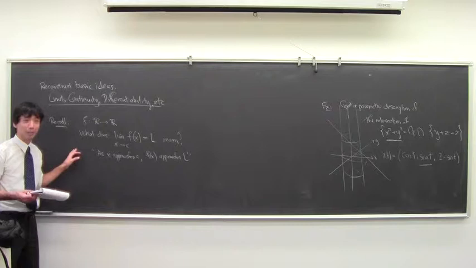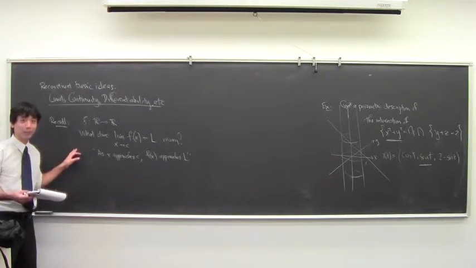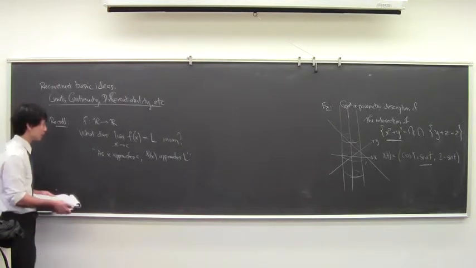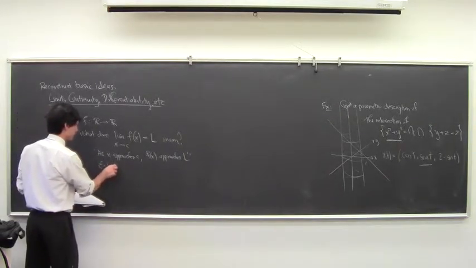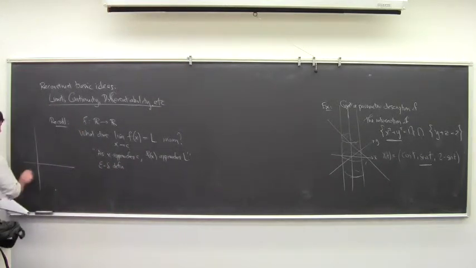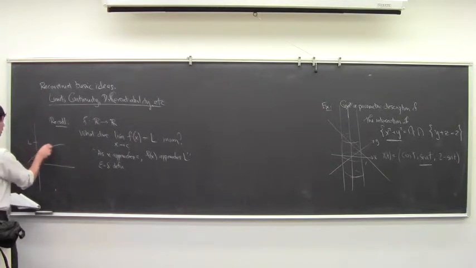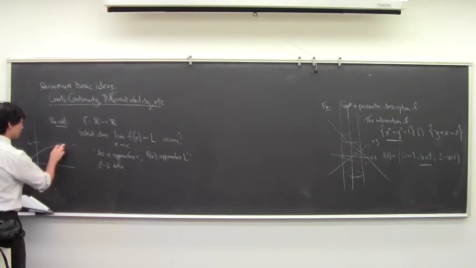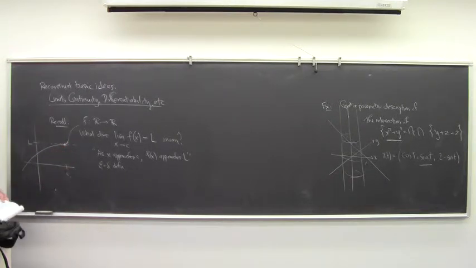Has anybody seen the epsilon delta definition of limit? Some of you. Melissa's nodding. Great. Okay. So there's this thing called the epsilon delta definition. Here is L, say. And here is C. And I'm going to even let the function pass through that point. It doesn't have to, but I'm going to let it pass through for the picture.